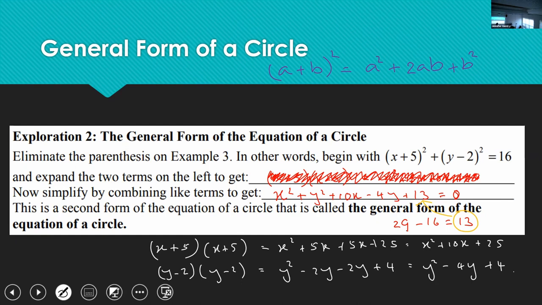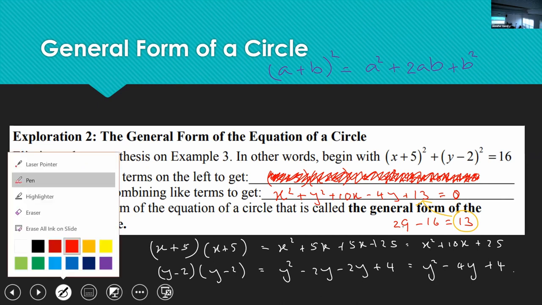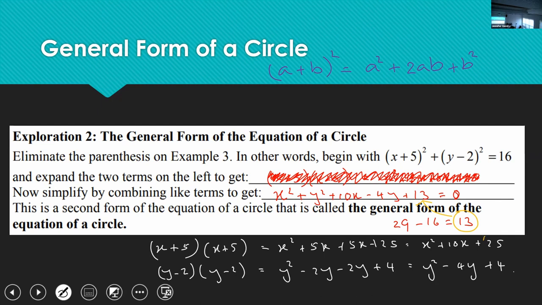So, 25 plus 4 minus 16. Remember, I can only combine numbers. That's all I can combine. Yeah? Okay?